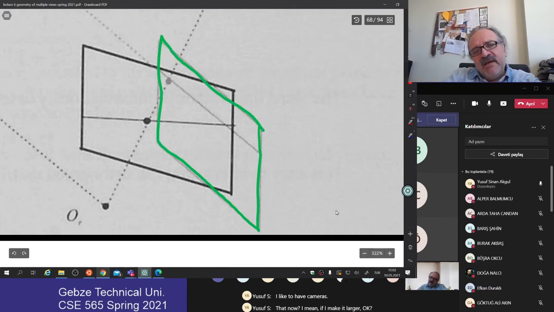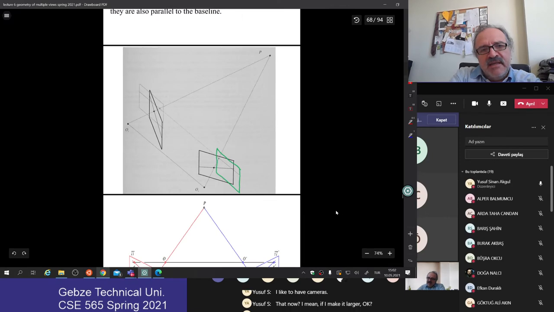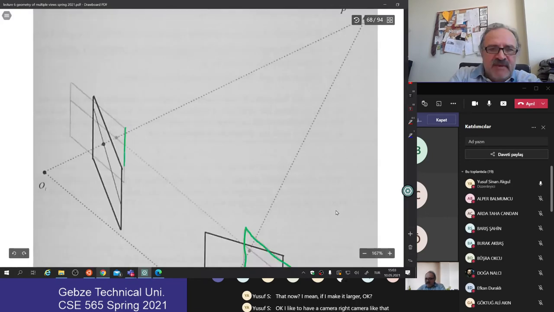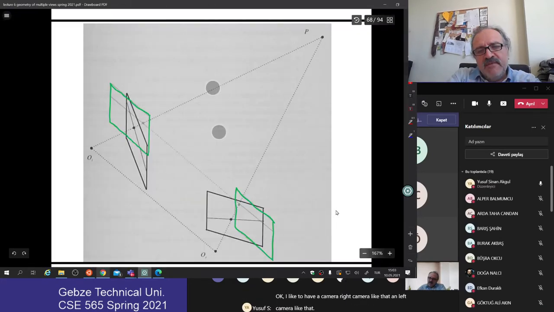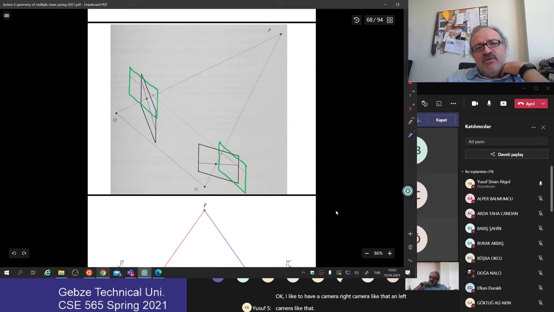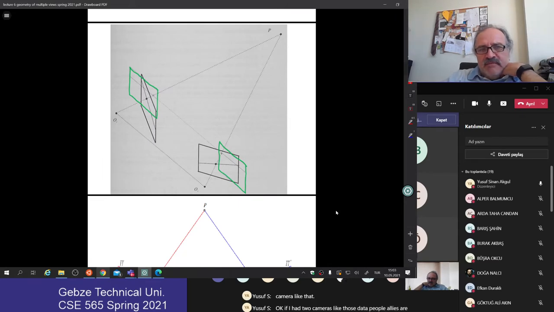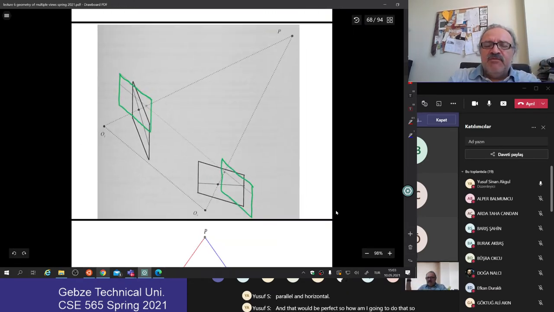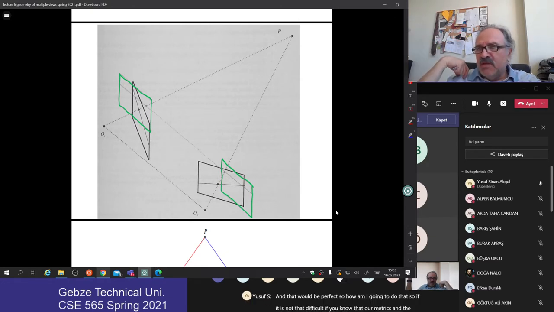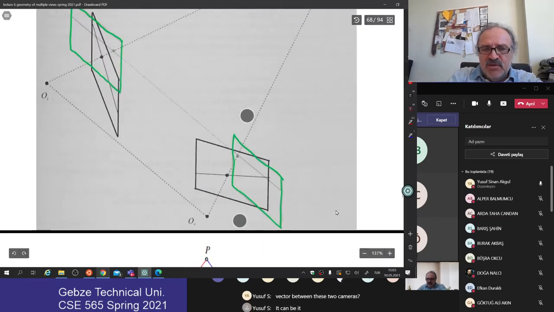Okay, I like to have a camera, right camera like that, and left camera like that. If I have two cameras like those, their epipolar lines are parallel and horizontal. And that would be perfect. So how am I going to do that? It is not that difficult. If you know the R matrix and the T vector between these two cameras, it can be done, and there is a procedure for it.